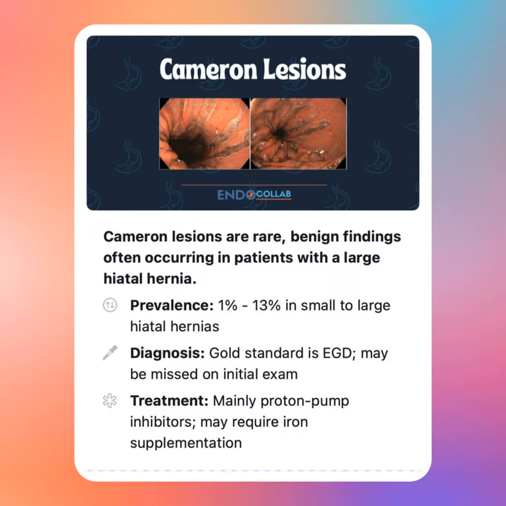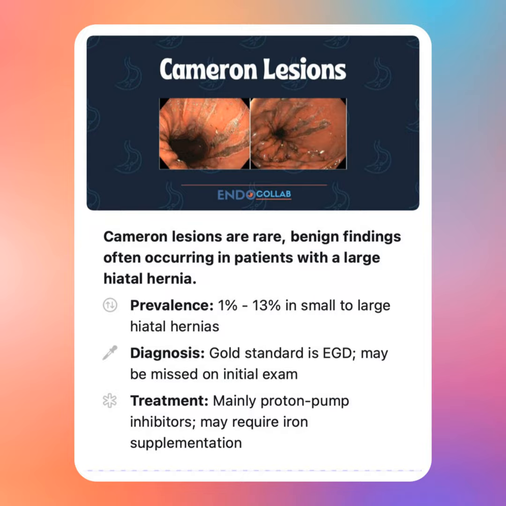Diagnosing Cameron lesions is best done through EGD. During this procedure, these lesions are visualized as superficial, linear erosions or ulcerations on the mucosa covering the gastric folds. Sometimes they're accompanied by erythema, edema, or bleeding.